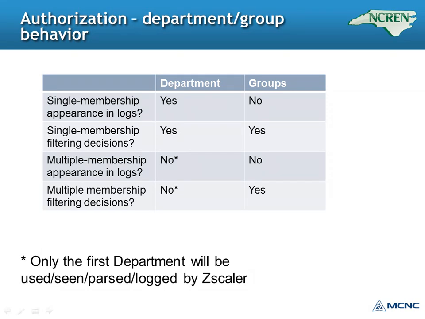And if you have multiple department memberships, it won't make filtering decisions based on multiple department memberships, but it will on multiple group memberships. I know this is very confusing, so I have kind of an example here of what we're talking about.